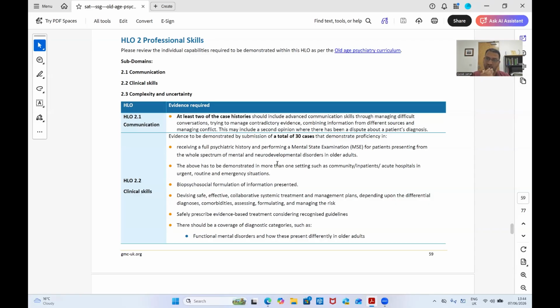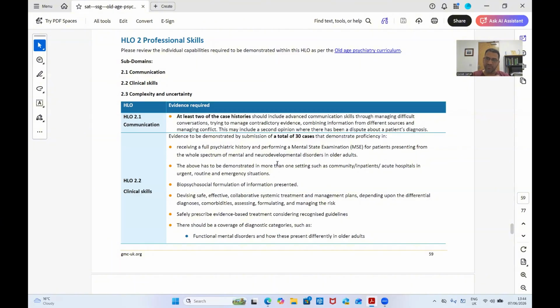You have to include a case of schizophrenia or schizoaffective disorder or both. You have to include a case of bipolar. Again, there could be other functional mental health disorders as well, but you need to ensure that you're showing a variety of cases. Don't duplicate it.